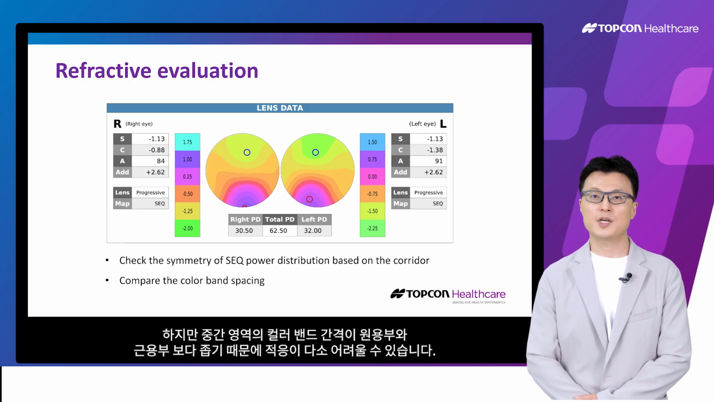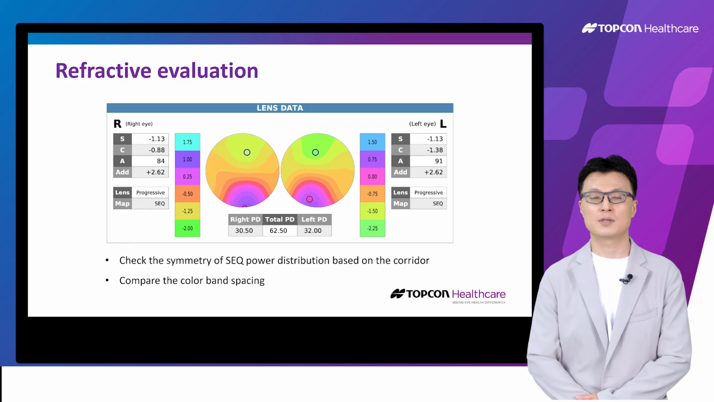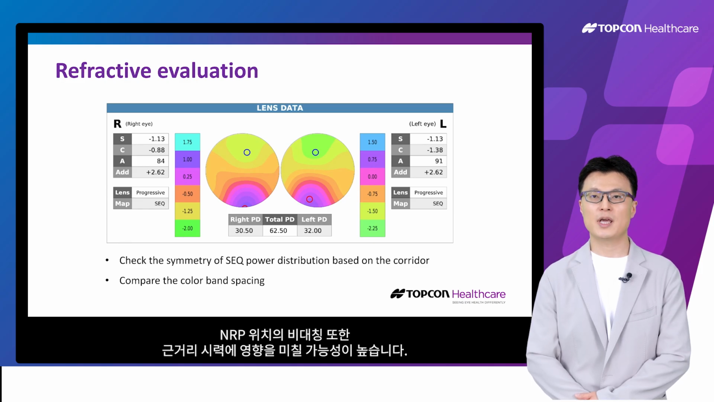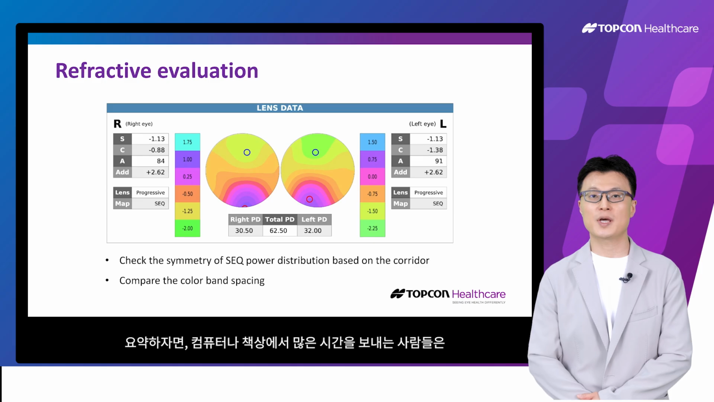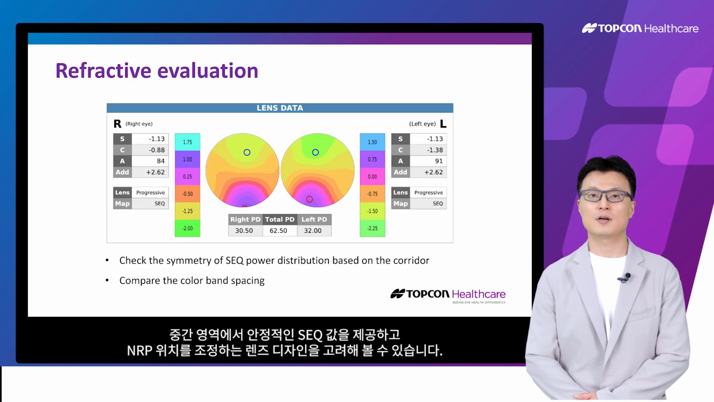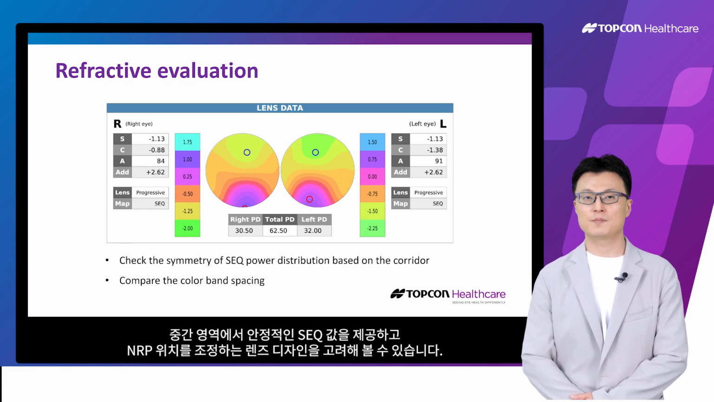However, adaptation might be a bit tricky since the color band spacing in the intermediate zone is narrower than in the distance and near zones. The asymmetry in the NRP position is also likely to affect near vision. To summarize, people who spend a lot of time on the computer while at a desk may want to consider a lens design with stable SEQ values in the intermediate zone, as well as adjustments to the NRP position.